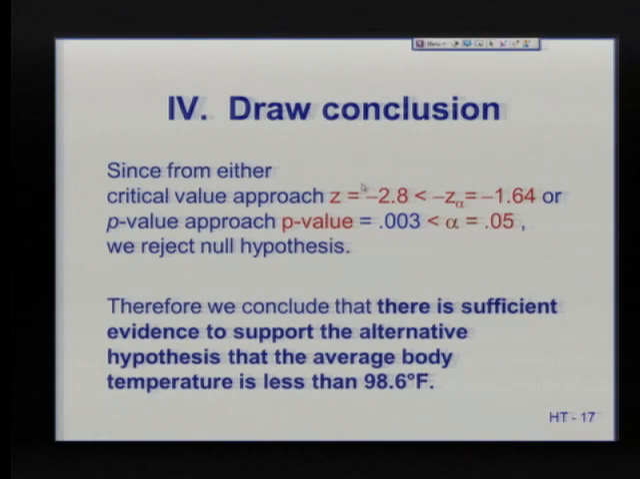So once you've done that, especially in your homework assignment, I'd like you to write some conclusion like this. Oftentimes students just say, I reject the null hypothesis, and they stop there, okay? Rejecting the null hypothesis doesn't say anything. You want to explain to people what's happening, right? So if you reject the null hypothesis, that means there is sufficient evidence to support the alternative that the average body temperature is less than 98.6, right?